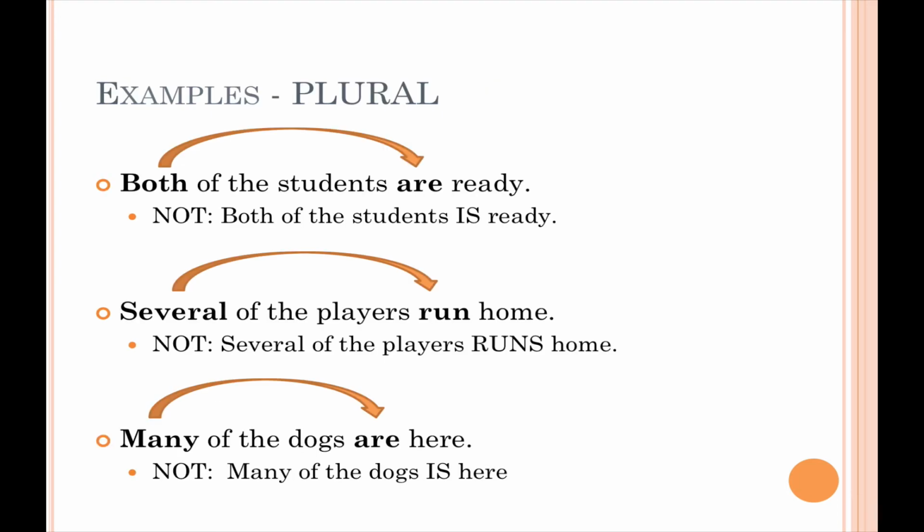So here are some examples using plural indefinite pronouns. Both of the students are ready. Again, the subject is both. It's plural. Therefore, the verb it must agree with is are. Both are ready. You cannot say both is ready because is singular.